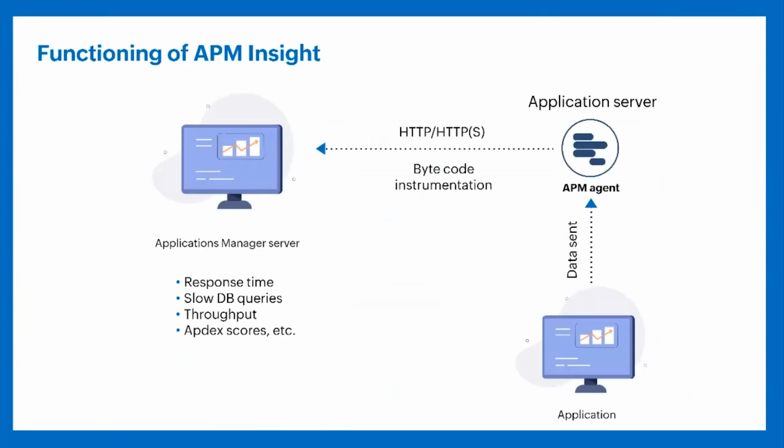Let us see the functioning of the APM Insight Monitor. The APM Insight is an agent-based monitoring tool. The remote agent needs to be deployed in the machine where your application server is running. Then this agent will perform the task of data collection, data acquisition, and data transmission. The agent residing in the application server uses the bytecode instrumentation method to collect the data from the application and sends it to Applications Manager at a fixed time interval.